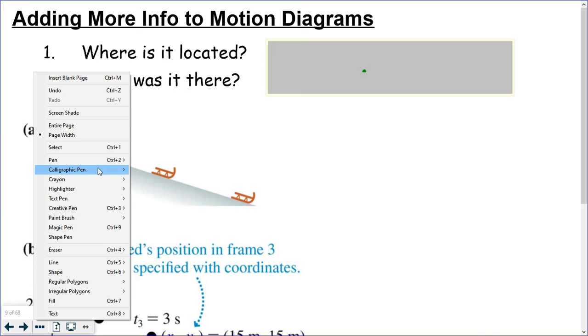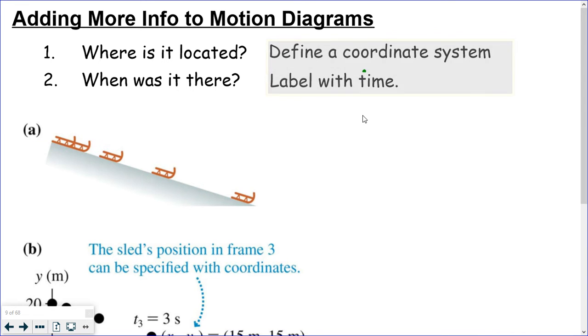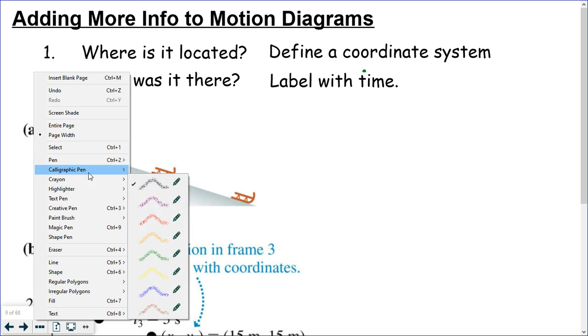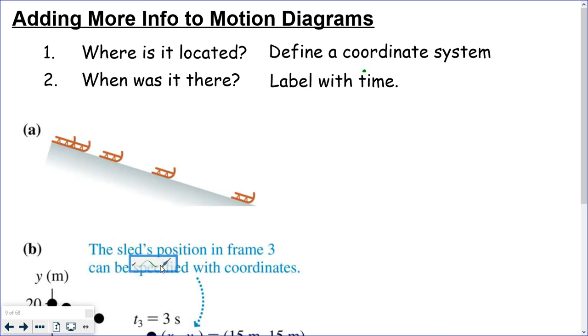And to say where it's located, we're going to have to choose a coordinate system. I'll show you that here in a second. You won't do much of that in your packet. And then when was it there, you're going to label it with a time. And labeling it with a time right now is just going to be you guys labeling 1, 2, 3, 4, and so forth. So let's say we have a sled going down a hill.